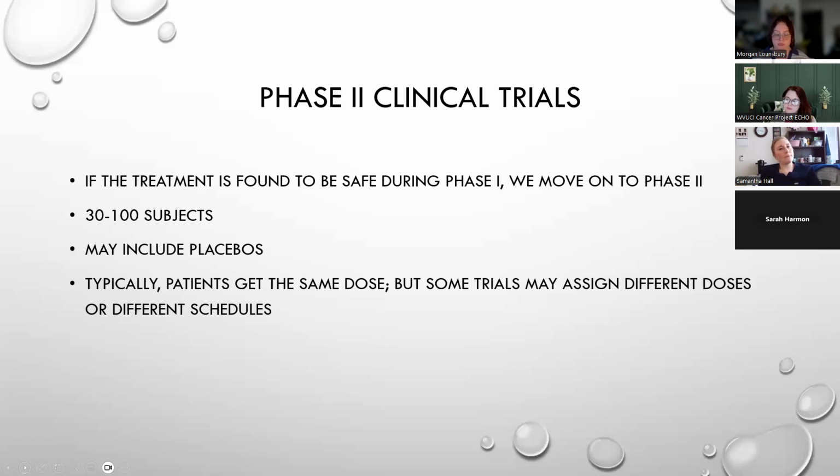Typically, we figured out what the maximum tolerated dose is, and patients get that same dose, although some phase 2 trials will take a look at different dosing schedules or potentially even different doses of the drugs, but that's not usually the case. I will present a patient case later that actually looks at different dosing schedules.